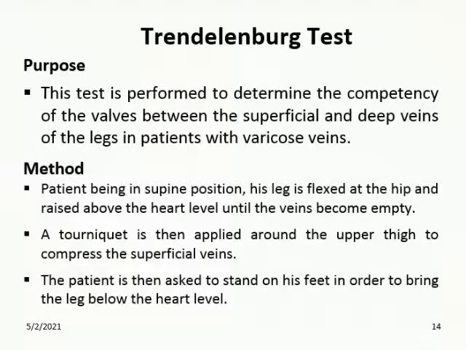Trendelenburg test. This test is performed to determine the competency of the valves between the superficial and deep veins of the legs in a patient with varicose veins. To perform this test, with the patient in supine position, his leg is flexed at the hip and raised above heart level until the veins become empty. A tourniquet is then applied around the upper thigh to compress the superficial veins. The patient is then asked to stand on his feet in order to bring the leg below heart level.